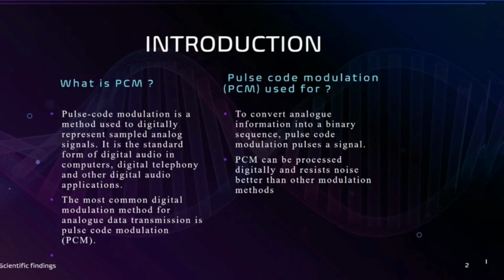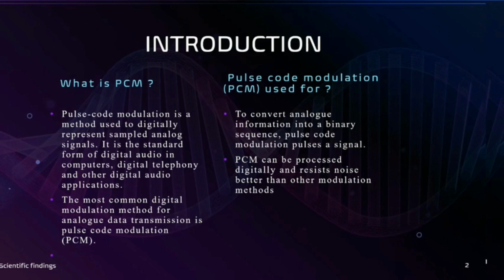In this assignment project, we are required to design a pulse code modulation on MATLAB and Simulink. So basically, we need to know what PCM is. Pulse code modulation is a method used to digitally represent sampled analog signals. It is the standard form of digital audio in computers, digital telephony and other digital audio applications. The most common digital modulation method for analog data transmission is PCM.